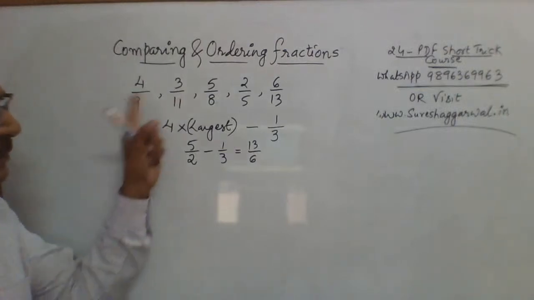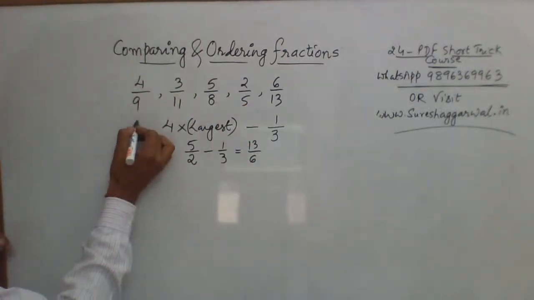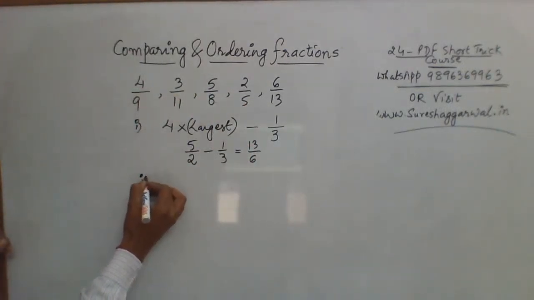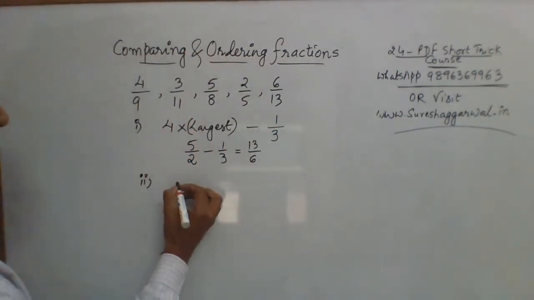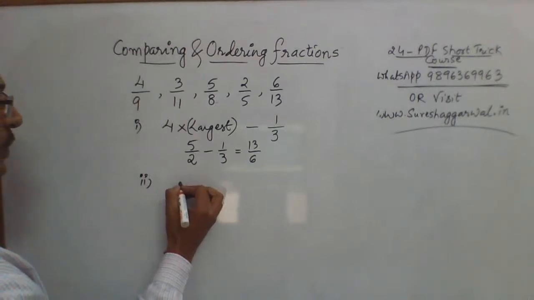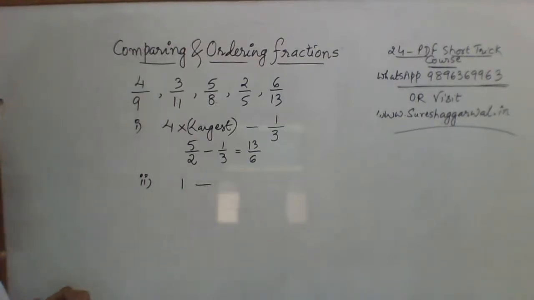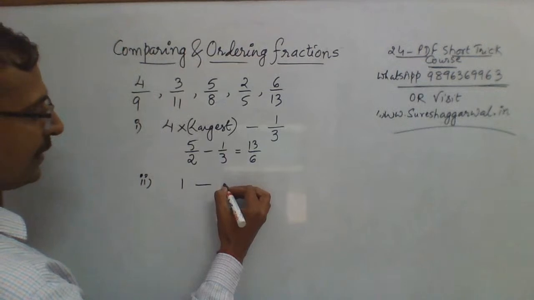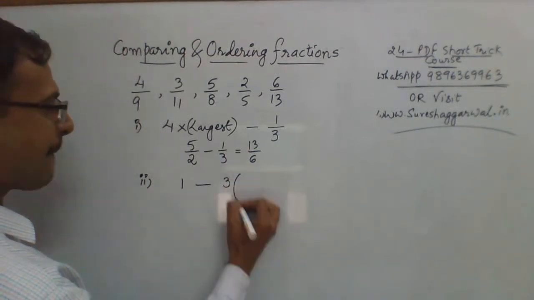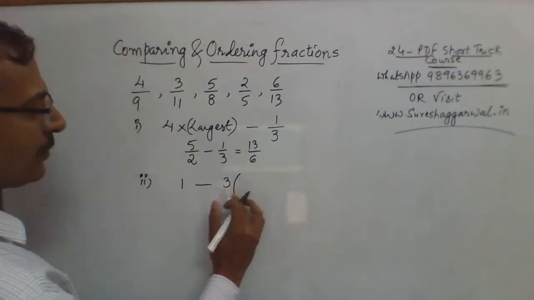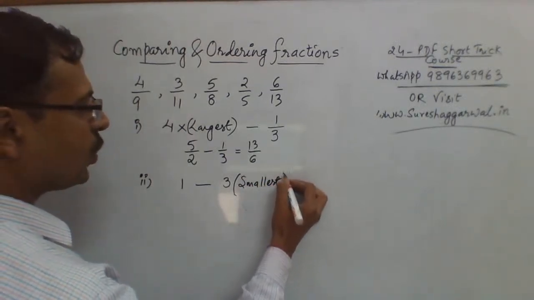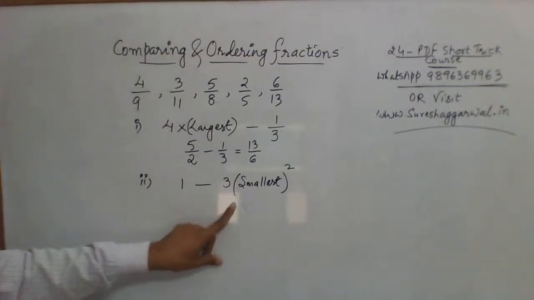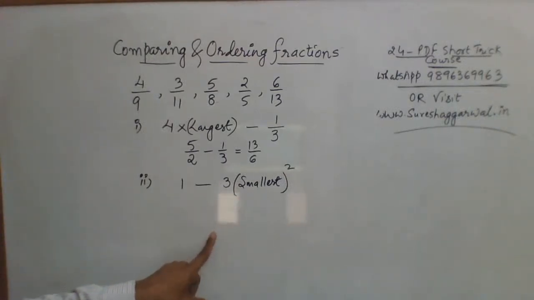Now, in the same question, so this was the first part, okay? Now the second part in the same question. Can you tell me 1 minus 3 times the smallest whole square. Look at this. You need to find this.